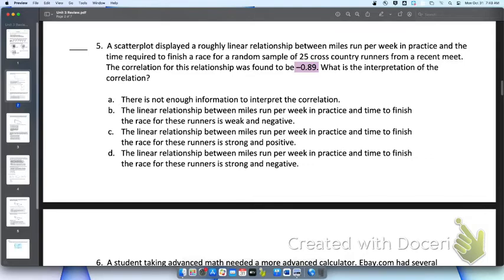The linear relationship between miles run per week in practice and time to finish the race for these runners is weak and negative. No. Why not? It's strong. The linear relationship is strong and positive. Nope. How about strong and negative? Yes. The answer to number 5 is D.